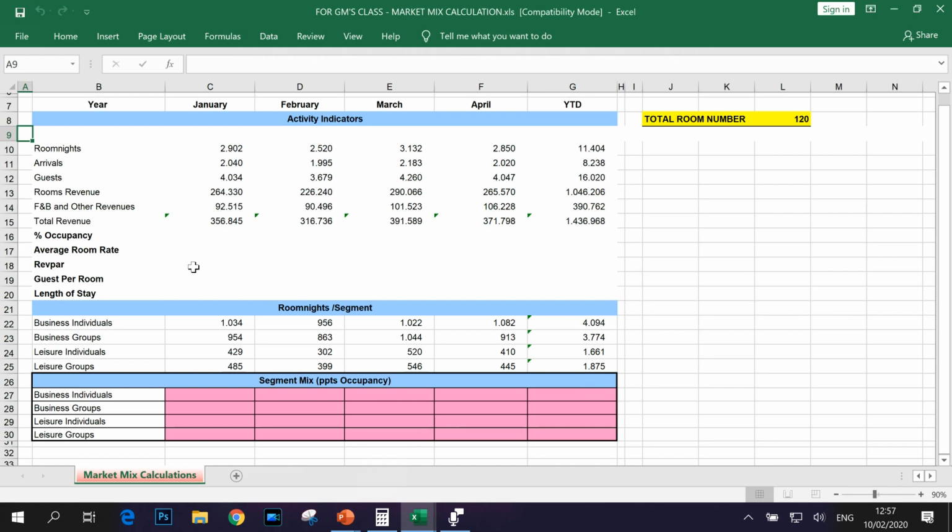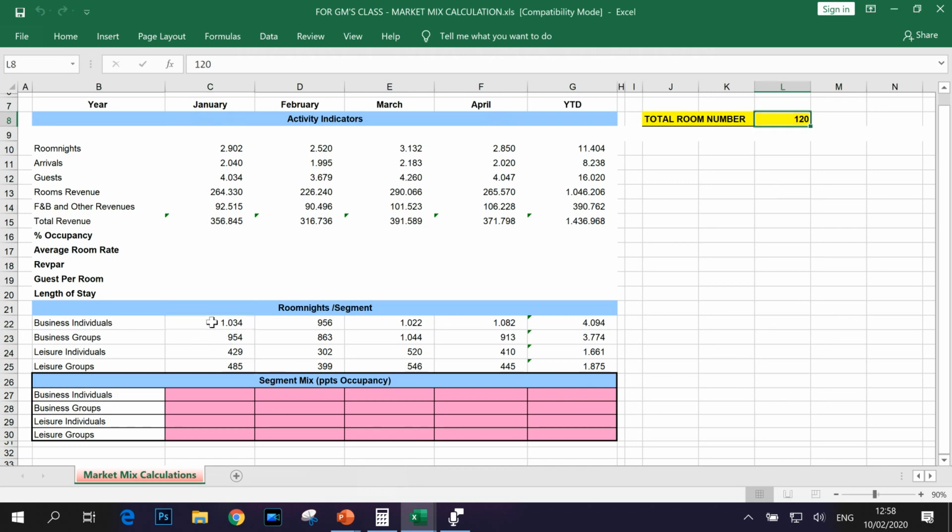As you can see, this report is already giving us some information. You can see January, February, March, April, the 4 months. We have a number of room nights given to us, as well as a number of arrivals, number of guests, room revenue, F&B and other revenue, and total revenue. So some numbers have been given to us as a base of the exercise. We also know that this hotel has a total room number of 120.